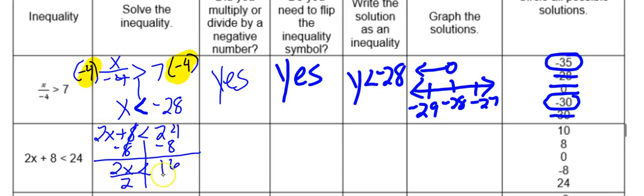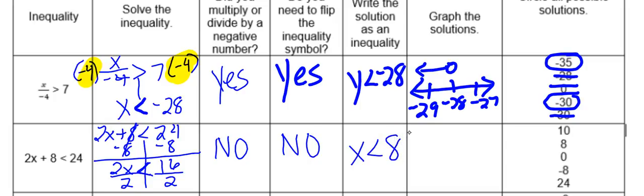And then I'm going to divide both sides by 2. Did I multiply or divide by a negative number? No, I didn't. Do I need to flip the sign? No. So my solution here, I'm going to keep the sign the same direction, is x is less than 8. I'm going to graph my solution set, put 8 in the middle, put the one number less to the left and one number to the right. This is an open circle, and again we have a less than, so it's going to go to the left.